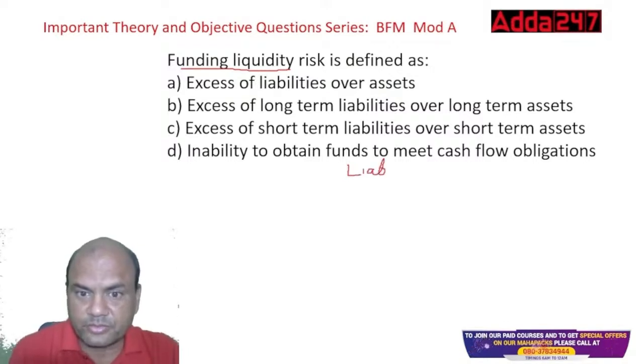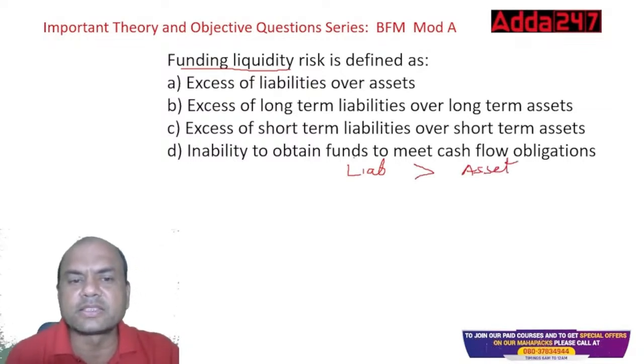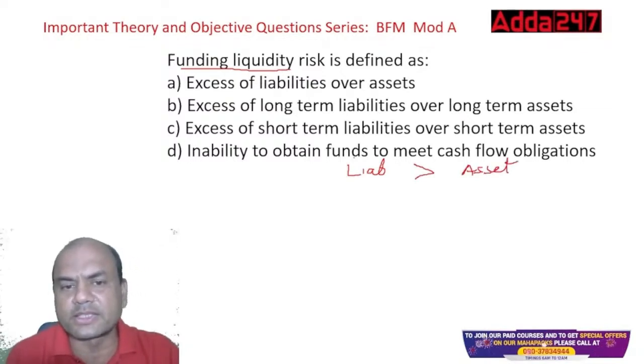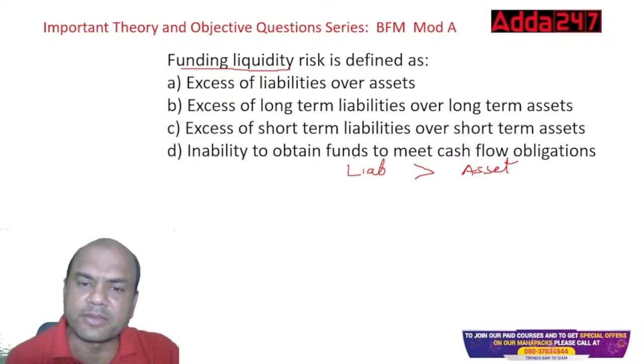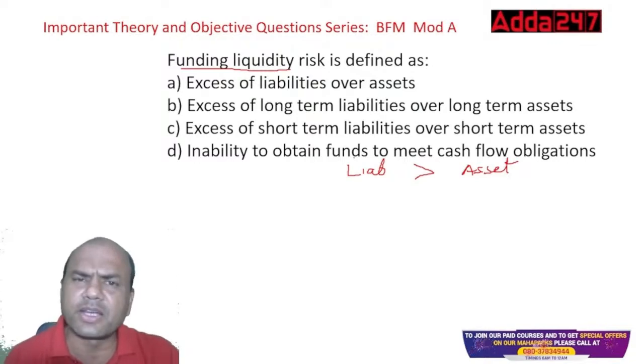Liabilities greater than asset. In all the cases, logic is same. Liabilities are greater than assets here. Over here, excess liabilities over assets. Here, long term over long term. But after all, the same. Liabilities and assets. Short term over short term. Logic is same. Liabilities over assets. So, logic is liabilities are more than assets. So, definitely that is the answer.